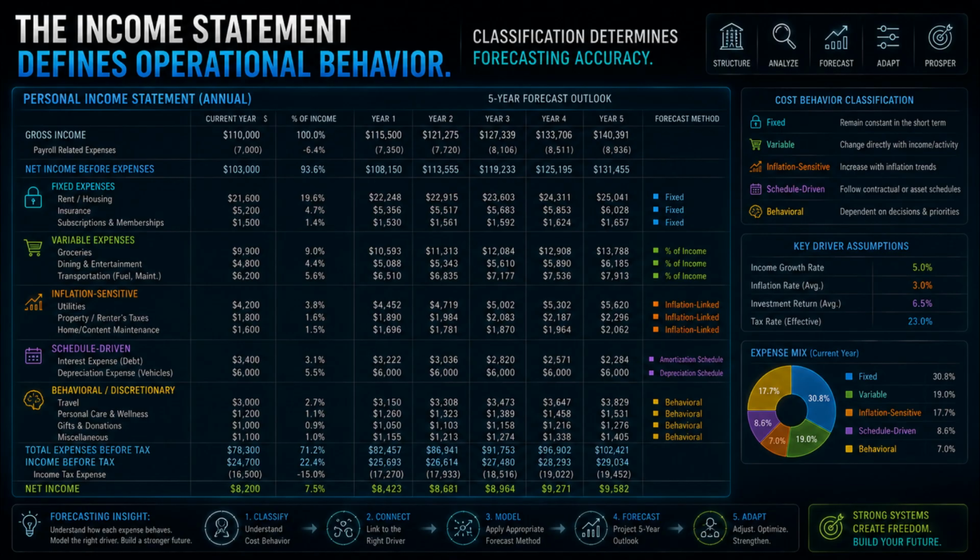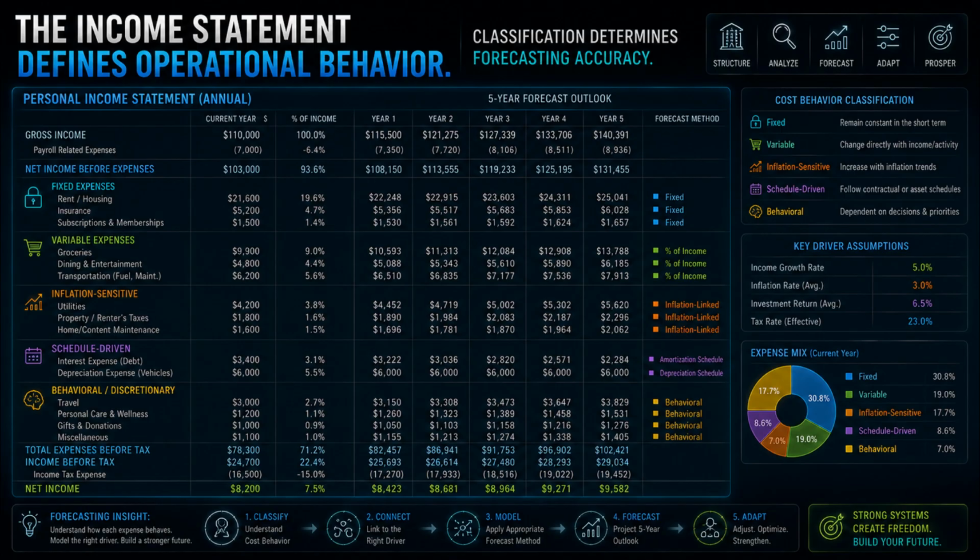So when we forecast income the following year using a growth rate of 5%, and our income grows to 115,500, we have to grow these percentage of income expenses by the same amount. So the 9% of 115,500 turns out to be the amount for the groceries, 10,593. So these ones change as a percent of income.